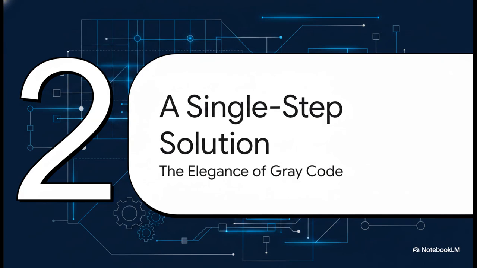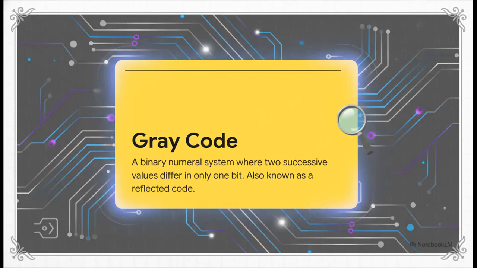So, what's the fix? How do we get around this? Well, we need a way to count where we can absolutely guarantee that only one thing changes at a time. And that, my friends, is precisely what Gray code was invented for. And the idea behind it is beautifully simple. Gray code is just a special type of binary system where any two numbers next to each other in the sequence differ by only one bit. That's it. That's the whole trick. No more multiple bits flipping at once, which means no more risk of those glitches. It's just a fundamentally more stable way to count.